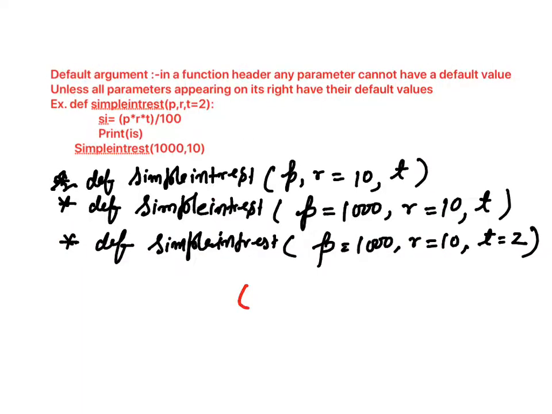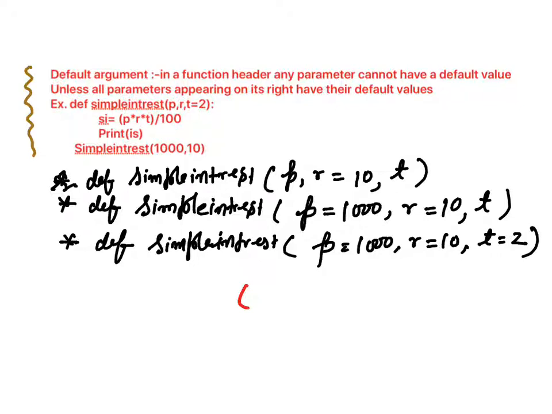Now the next, you come to the default argument. Here I'll explain something about the default argument. In a function header, any parameter can have a default value unless all parameters appearing on its right have their default values.